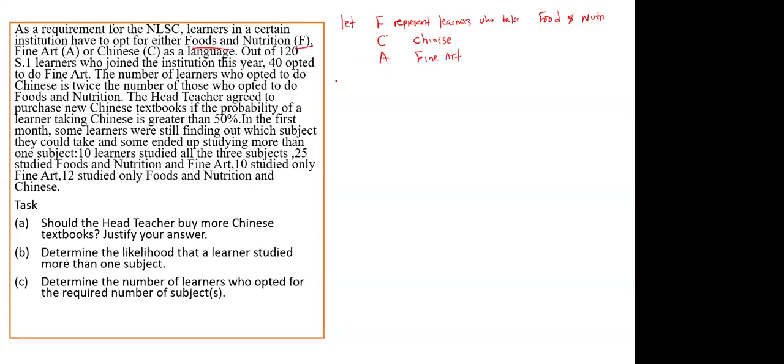Okay, now we are going to start. The second one, we have said you have to interpret the scenario. Out of the 120 senior one learners, you go on and interpret that. That one is my universal set, which has 120 learners who joined the institution this year. 40 opted to do fine art. So you say fine art, they use the A, so A is equal to 40 children.